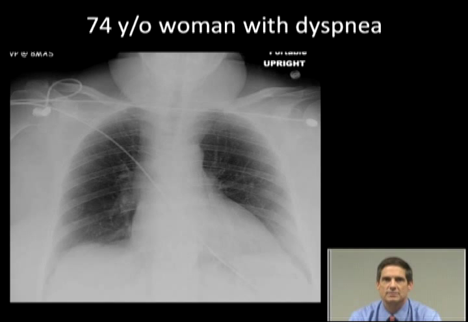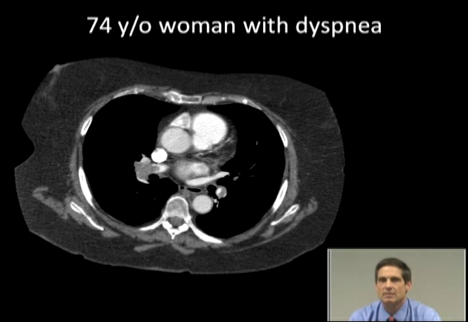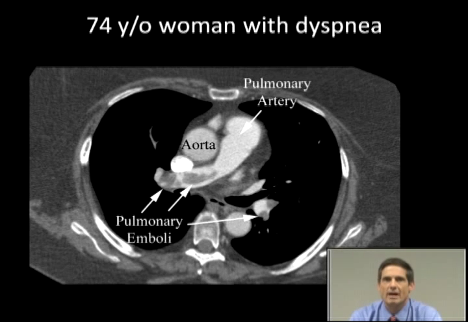Here's a 74-year-old woman with dyspnea that came into the ER with severe dyspnea and some chest pain, and a chest x-ray that didn't really show too much. Her CT scan, obtained because of a positive D-dimer and a strong clinical suspicion of pulmonary embolism, showed pulmonary emboli in the pulmonary arteries. These are shown as filling defects in the contrast column. Here's a labeled diagram showing the pulmonary artery, aorta, and pulmonary emboli in the pulmonary vascular tree.